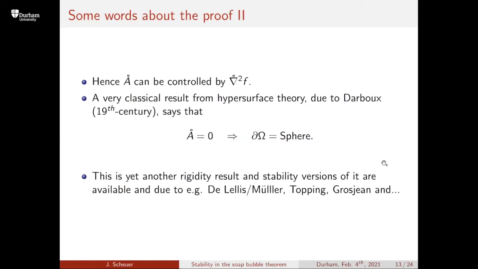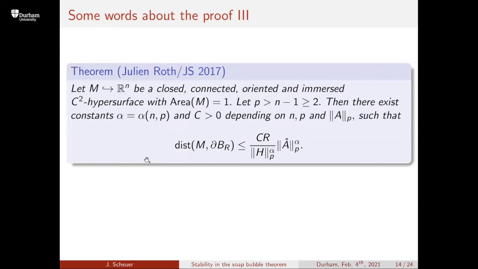But the version that I actually need today is due to myself and Julian Roth from a few years ago. It says that you can estimate the distance of the boundary to a sphere by an LP norm of the traceless part of the second fundamental form, where you need some power alpha, which depends on n and p. And the constant also depends on an LP norm of the second fundamental form. So this is very similar to the result that I've presented before. The link is the relation between the traceless Hessian and the traceless second fundamental form. This is used crucially, and it's very clear how it's used now, because we can control the traceless Hessian by the traceless second fundamental form.